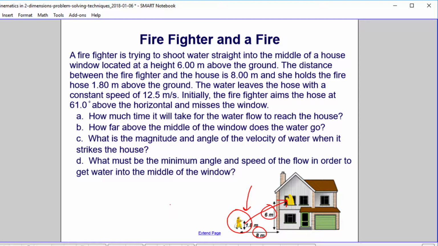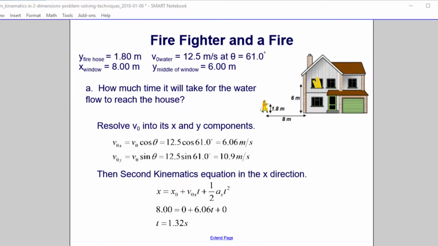How much time did it take for that water flow to reach the house? How far above the middle of the window does the water go? What is the magnitude and angle of the velocity of the water when it strikes the house? And then, what must the minimum angle and speed of the flow be in order to get water into the middle of the window? And this is one of the beauties of math and physics.